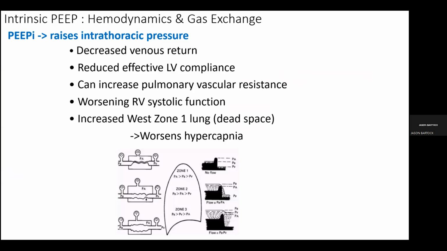You'll develop more zone 1 lung, if you're familiar with zone 1, zone 2, and zone 3 physiology for alveolar ventilation. You'll have more zone 1 lung, where you have more hyperinflation and less blood flow, and that will lead to more VQ mismatch. So it can be very dangerous.